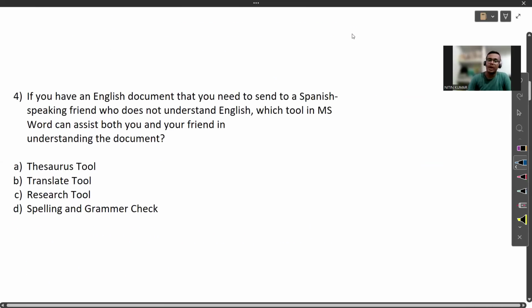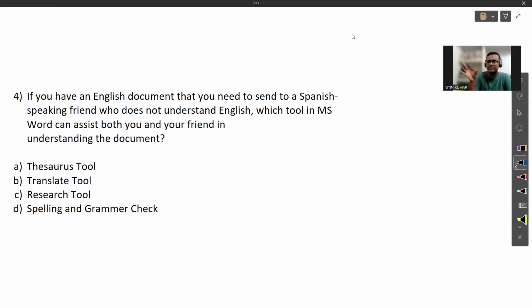The next problem is again a situational problem. If you have an English document that you need to send to a Spanish speaking friend who does not understand English, which tool of MS Word can assist both you and your friend in understanding the document? So we have to communicate between me and a Spanish friend. I have written the document in English, but which tool do I have to use in MS Word so that both friends can understand? So he can translate it into Spanish and read it.